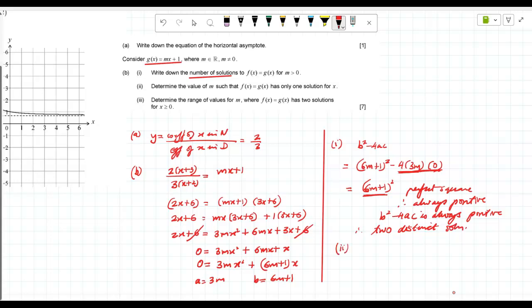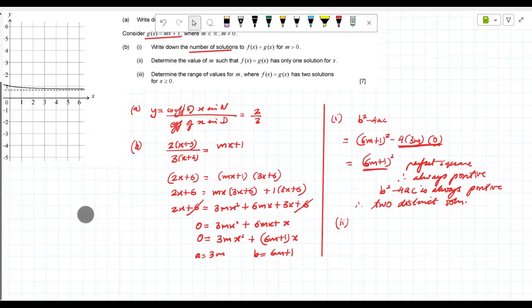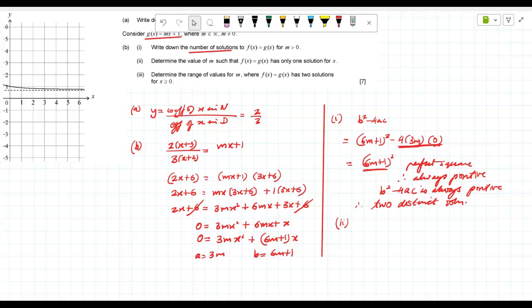Now do part 2. Yeah, I did that. I found it. My answer is correct. Now write down the value of m such that f(x) equals g(x) with only one solution. But didn't it just say there's two solutions? Two solutions for when your m is greater than 0. Oh, okay. Yeah, my bad. Two solutions under this condition.